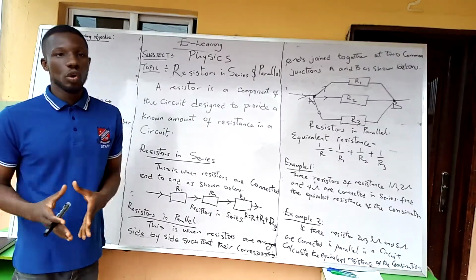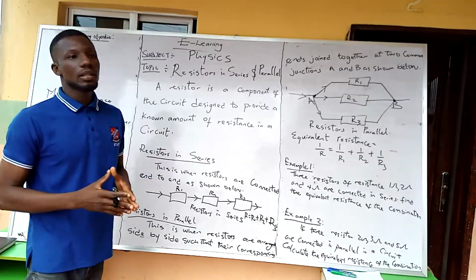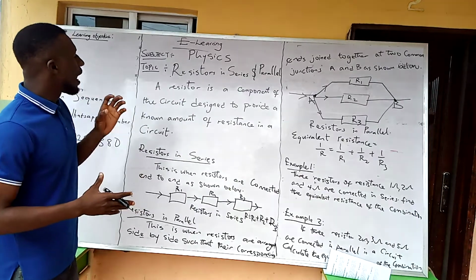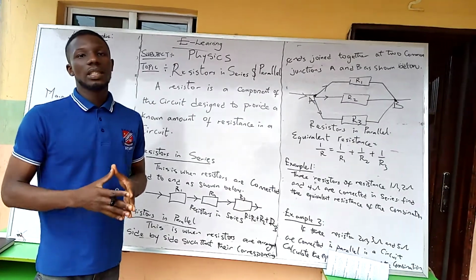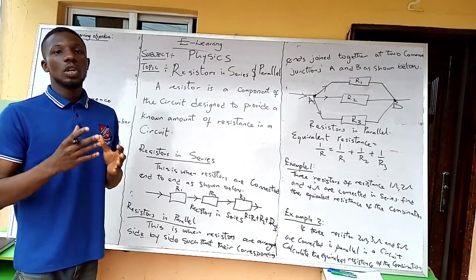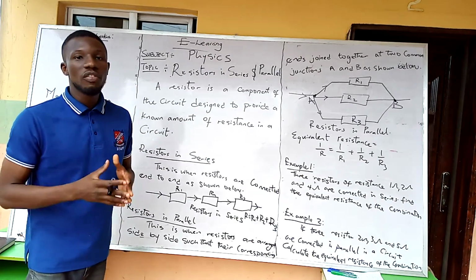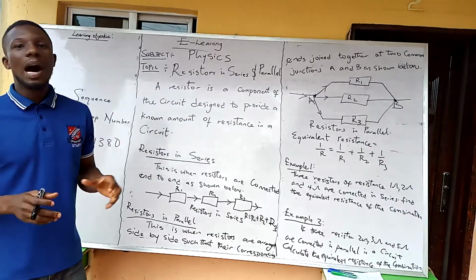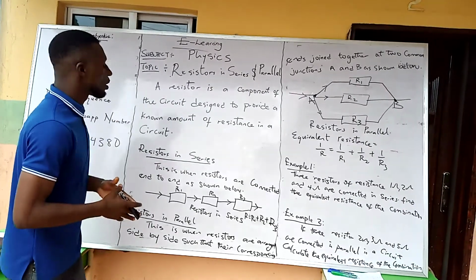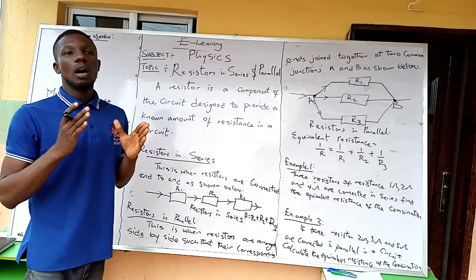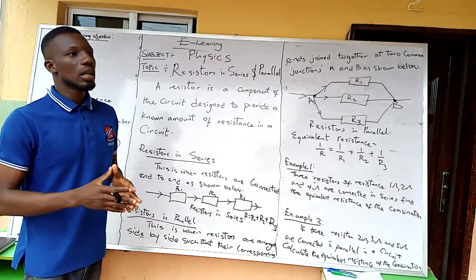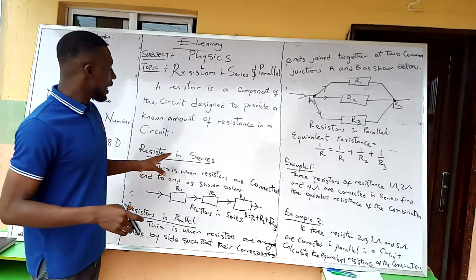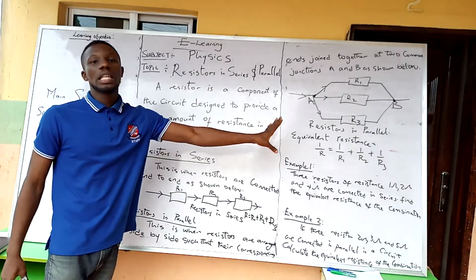Now, what is a resistor? A resistor is a component of the circuit designed to provide a known amount of resistance in a circuit. Now, we all know that resistance is the opposition to the flow of current. So, a resistor is what we use to know that amount of resistance in a circuit. Now, moving on, we have two ways in which resistors can be aligned in a circuit. We have resistors in series and resistors in parallel.